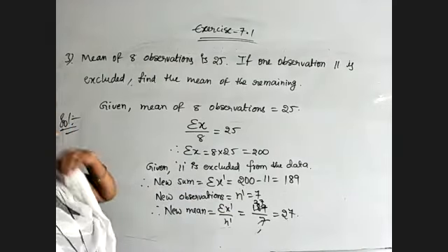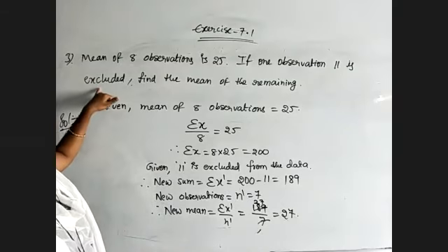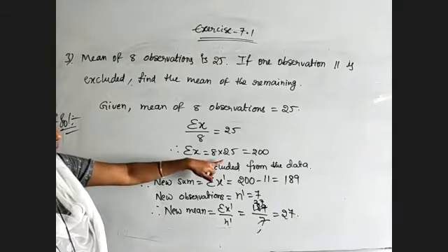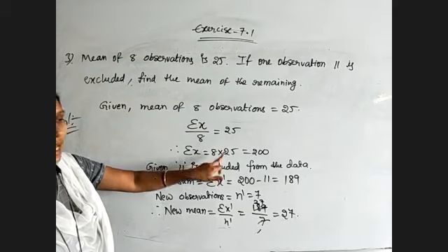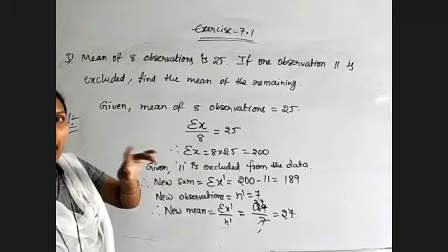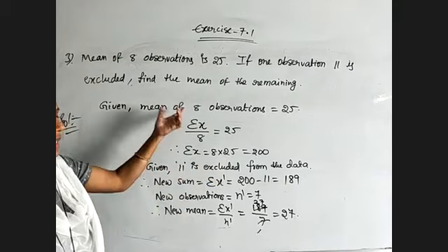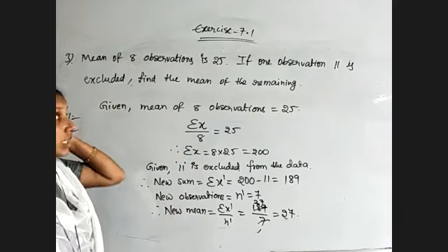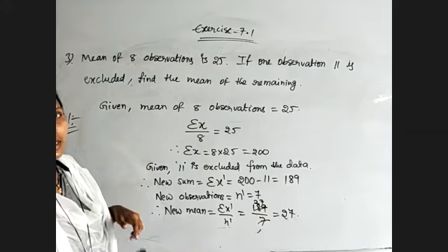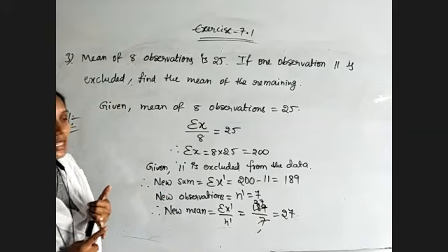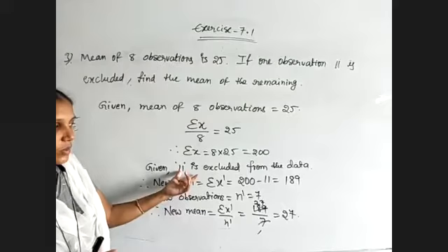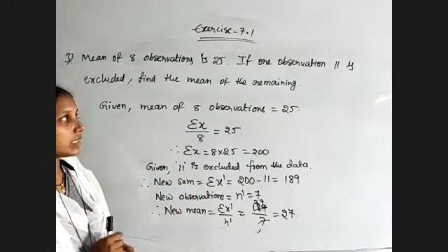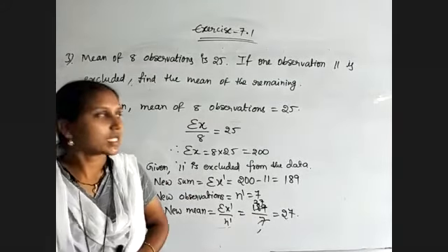And next, if they are given included, then that value you need to add to the sum. And you need to add how many observations are included to the number of observations. Then you need to calculate the new mean. So that is in case of included. Included means you need to go with the addition. Excluded means the subtraction. So remember this, and the remaining questions we will discuss in the next class.